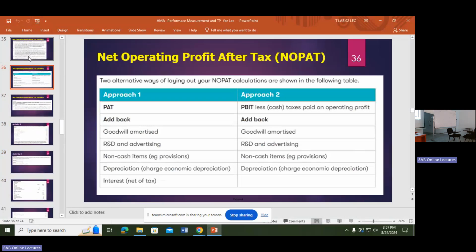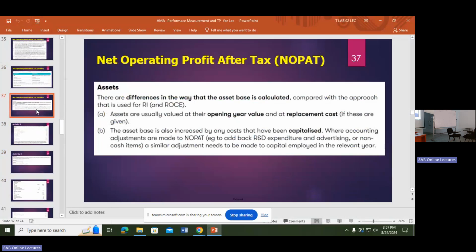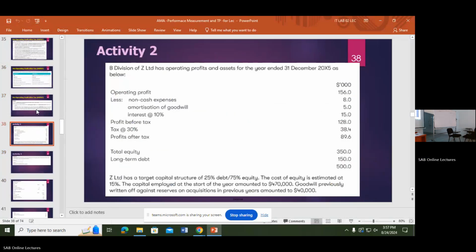So finance cost is 15, tax rate 30%. Now we have to add the finance cost. Finance charges, finance cost. In this activity there is no R&D and advertising; it may be absent in every division. Right? You should have the formula: depreciation, amortization, non-cash expense, R&D and finance cost.